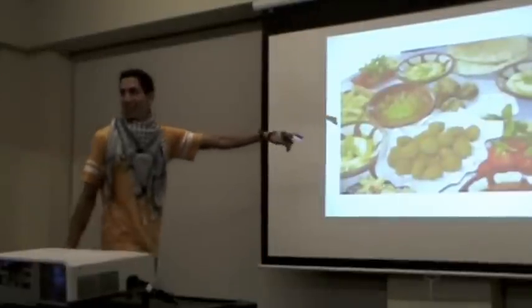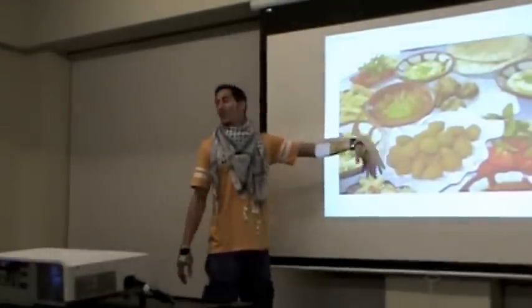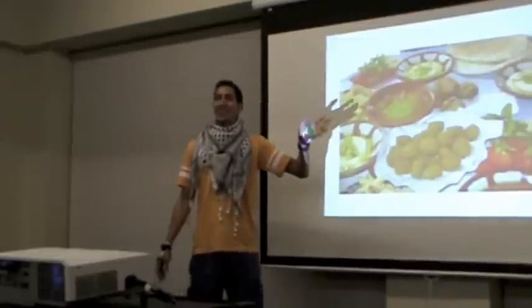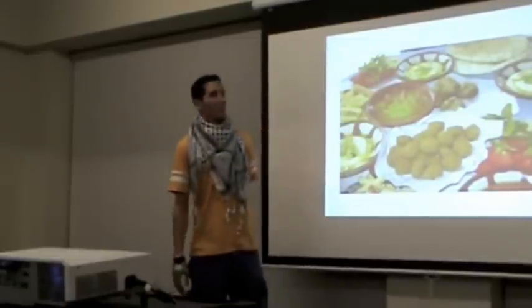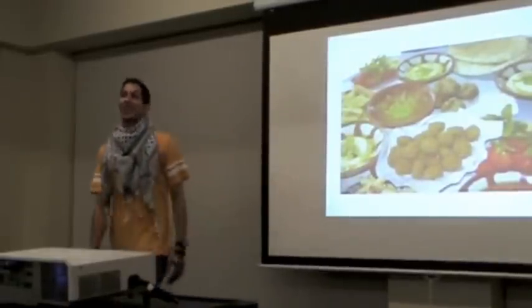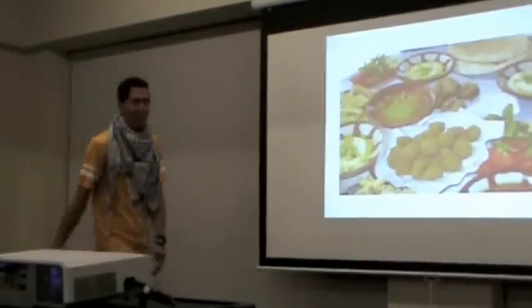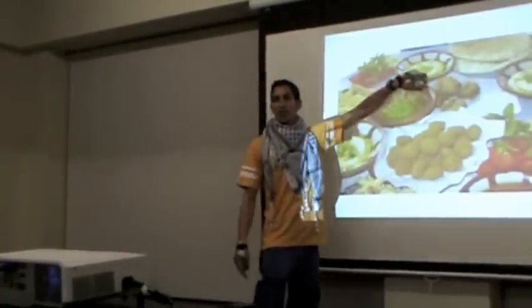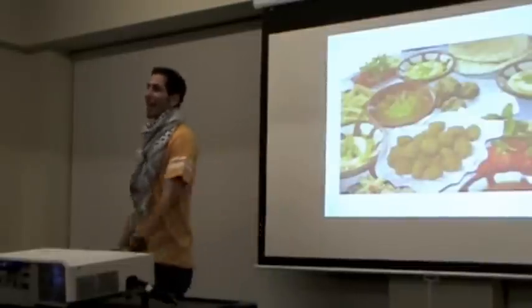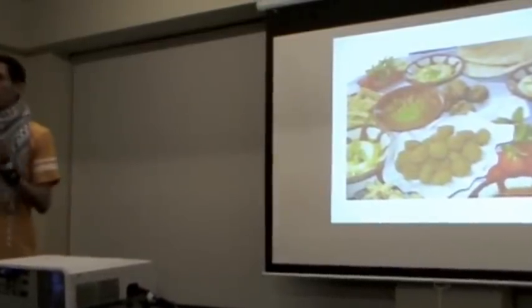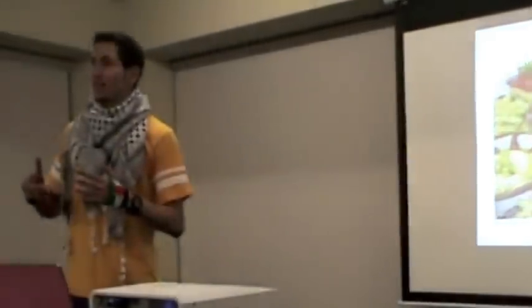This is falafel. This is a very common thing. Who knows falafel? Yeah. Wow. Cool. And this is foul. Who knows foul? No one. That guy, the Egyptian guy. And this is hummus. So falafel and foul, we usually have them for breakfast and dinner.